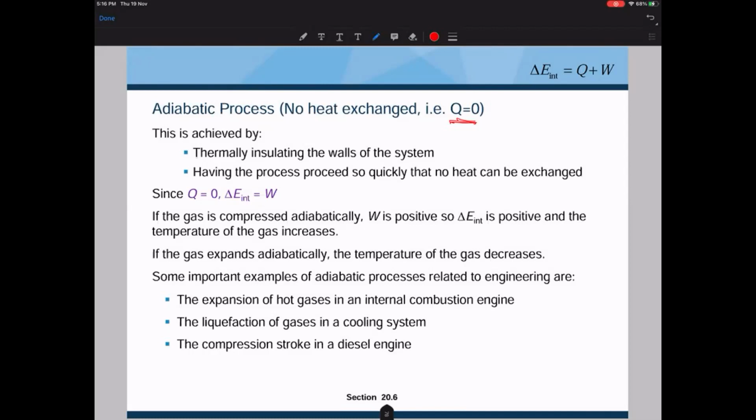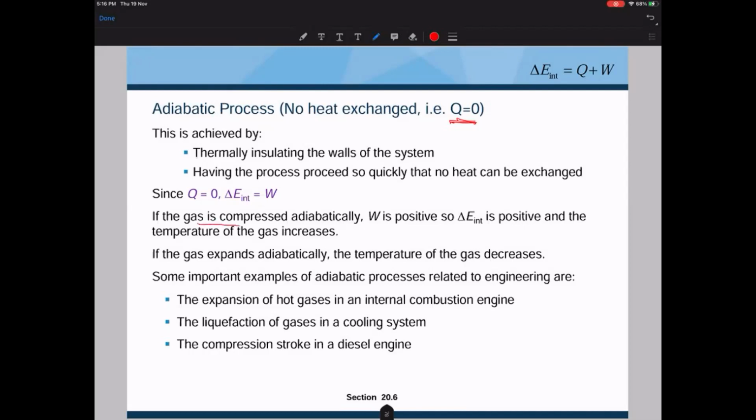So this work would be working against the surrounding. This would be work done against the surrounding. So where does the energy come from? It must be coming from the internal energy. So here is what it says.